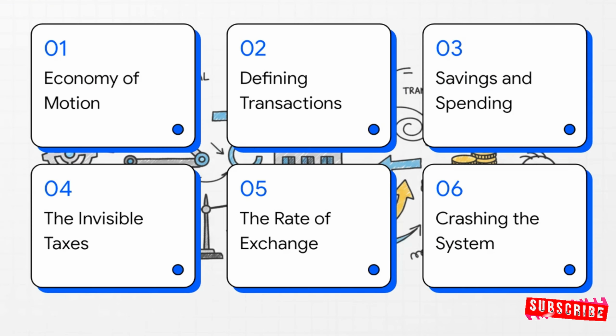So here is the roadmap for our step-by-step lesson today. First up, the economy of motion. Next, defining the transaction. Then, savings and spending, followed by the invisible taxes, the rate of exchange, and finally, crashing the system. Let's get to it.